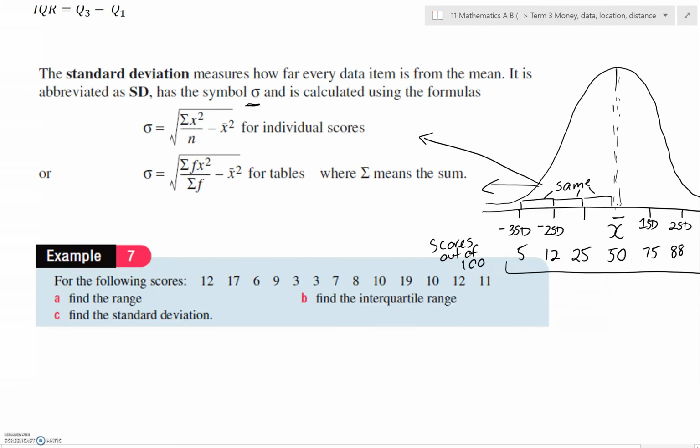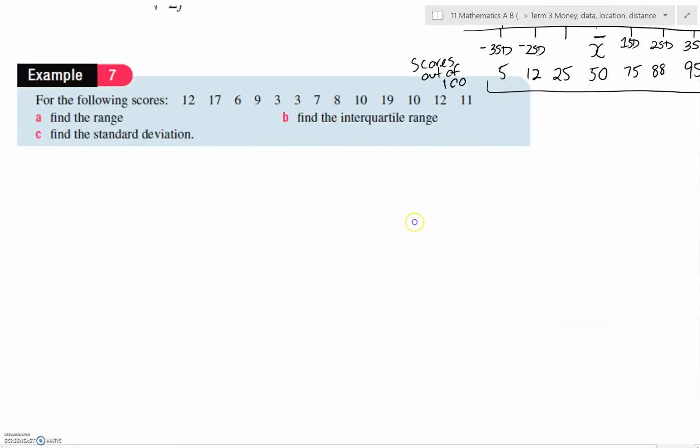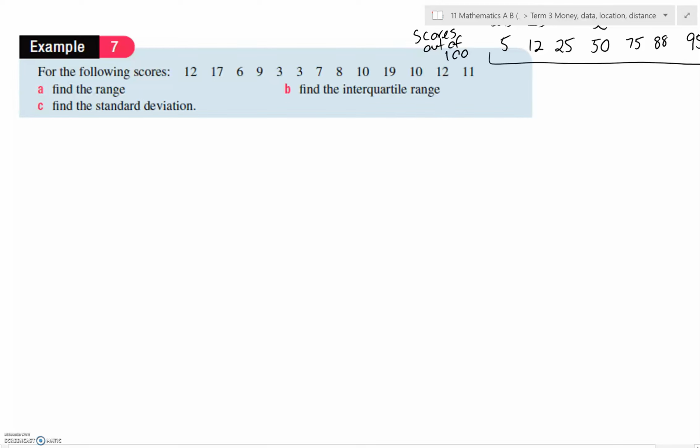All right, so let's have a go at finding some of these things. For the following scores, now we're working with individual data here, we're going to find the range, the standard deviation, and the interquartile range.